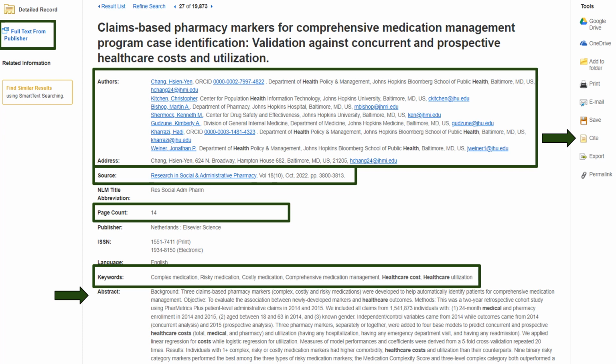Next, I need to evaluate how current this article is. This article was published in 2022. That's within the last 2 years, so that's current enough for me. What about relevance? Reading through the abstract, I see that this article is going to examine healthcare costs as well as pharmacy claims, which is another way of describing the cost of prescription drugs. I can be confident then that this article connects to my topic.